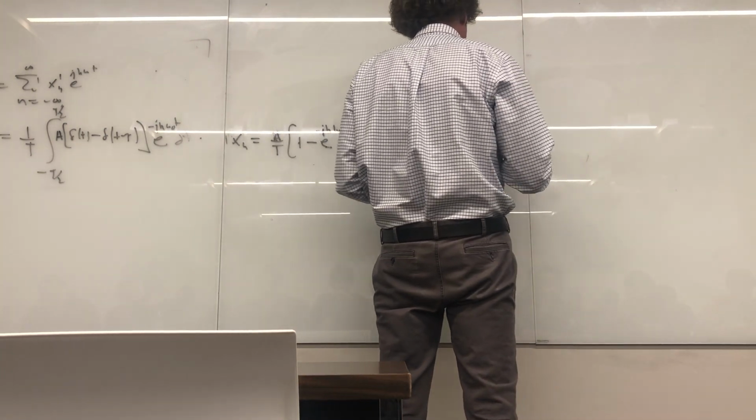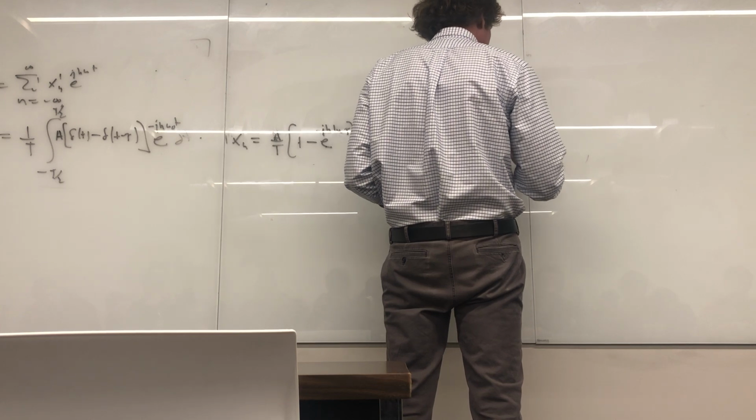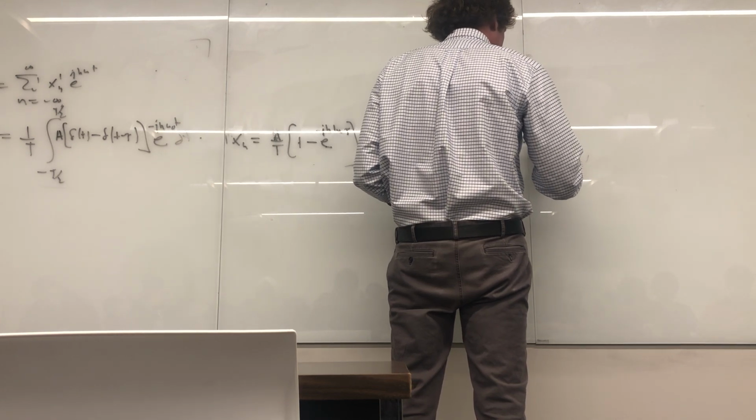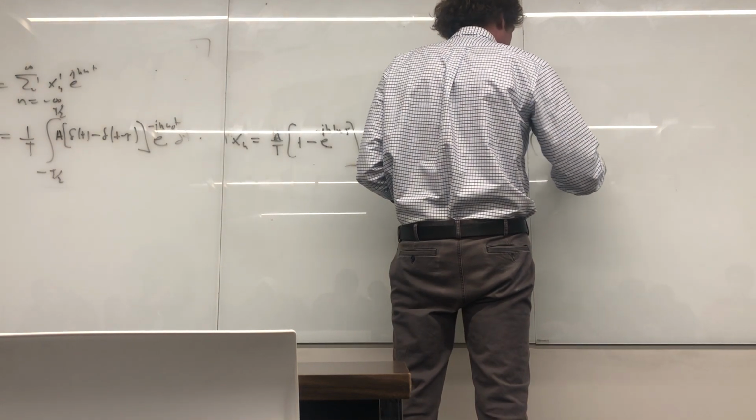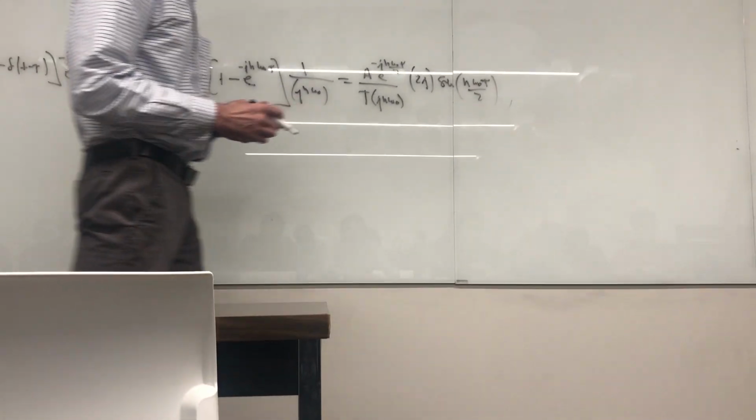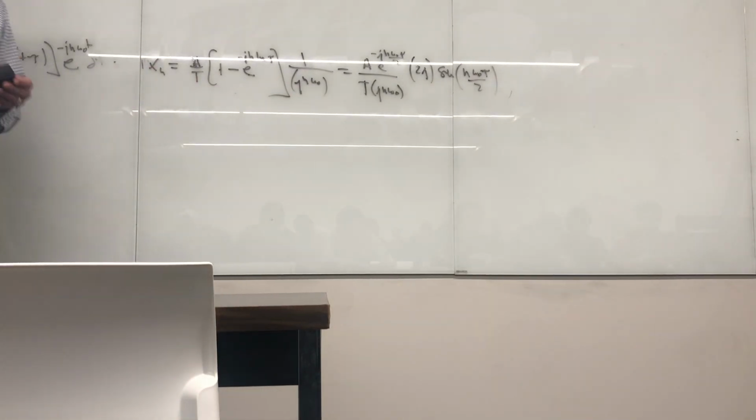All right, so now replace that with 2j times the sine of n omega naught tau over 2. I've just done that to make my life a little easier to deal with. I can deal with that real easy.